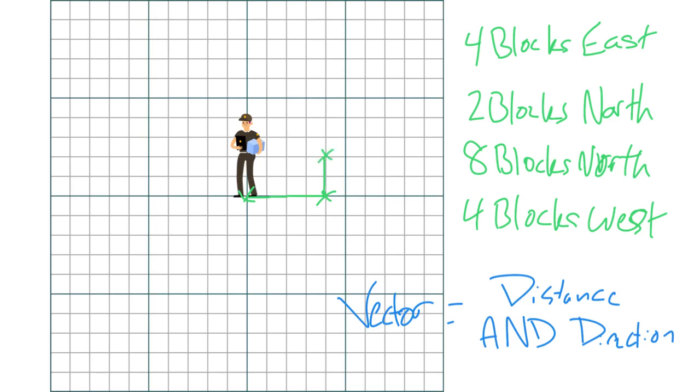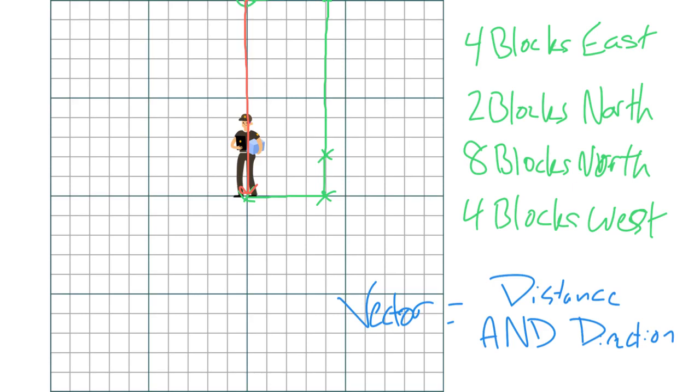And then we go 8 blocks north, 1, 2, 3, 4, 5, 6, 7, 8. Another 8 blocks north, and then we go 4 blocks west. 1, 2, 3, 4 blocks west. And so we drop off our package, end up here, head back to the UPS station, right there, and then go home for the day.